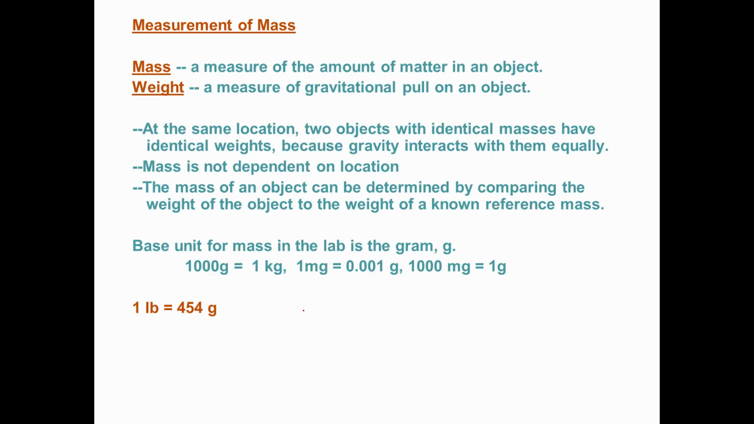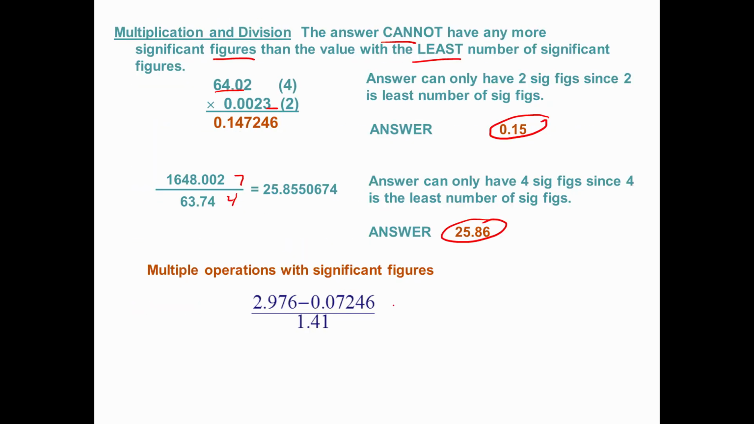When you're doing multiple operations with significant figures, for example this one here, I keep track as I go. So I have 2.976 minus 0.07246. And my calculator gives me this answer, 2.90354. And I know that my answer, because I'm subtracting, can have no more than 3 digits after the decimal point. So I underline it just to show. I don't round until I finish the whole calculation.